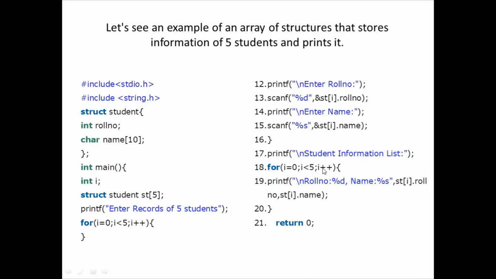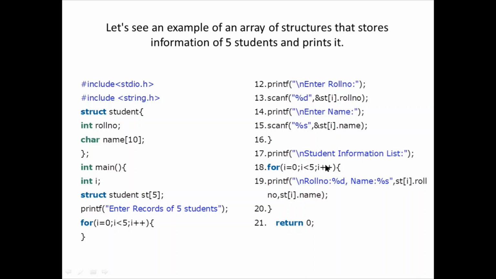After this, i will be incremented. What is the i value? 1. 1 less than 5, condition satisfied, enters into the loop, and we are going to print the second student information. When the i value is 1, it will substitute st of 1 roll number, st of 1 name print. Then i increments. What is the i value? 2. 2 less than 5, condition is satisfied. As the condition is satisfied, enters into the loop, we are going to print the third student information. That is st of 2 roll number, st of 2 name.